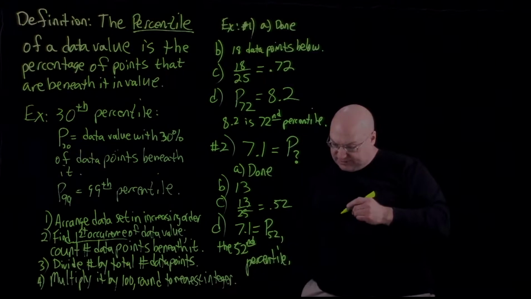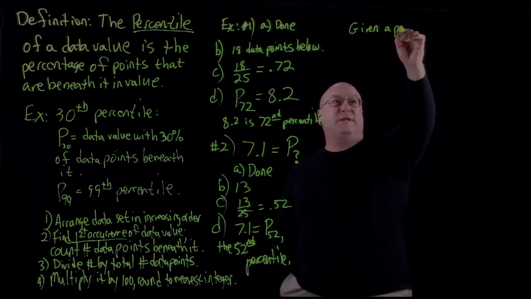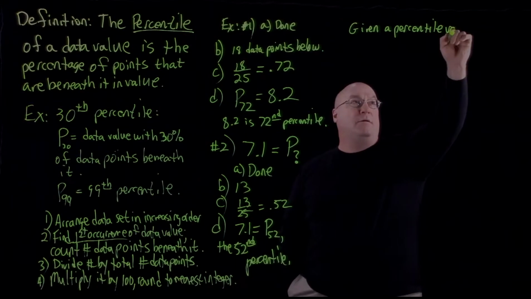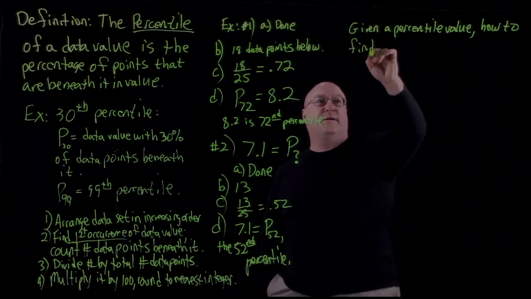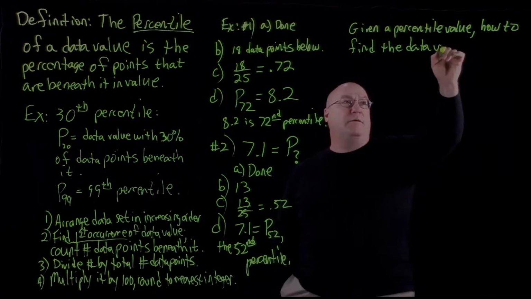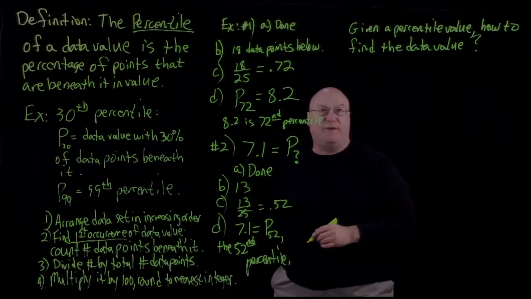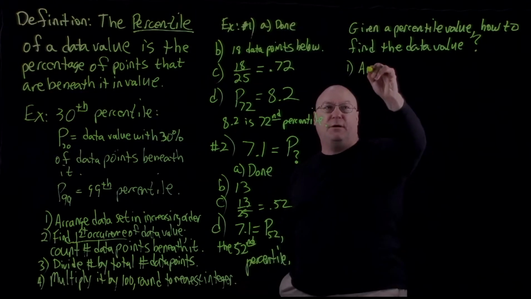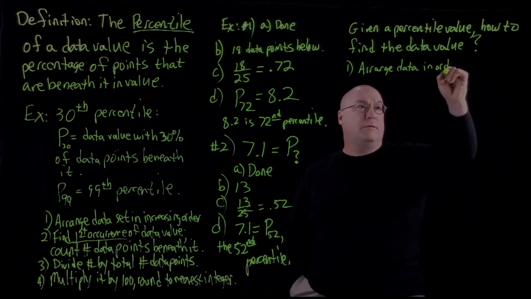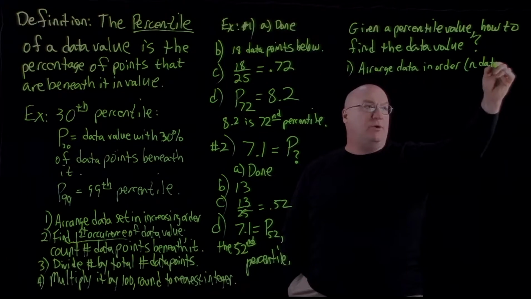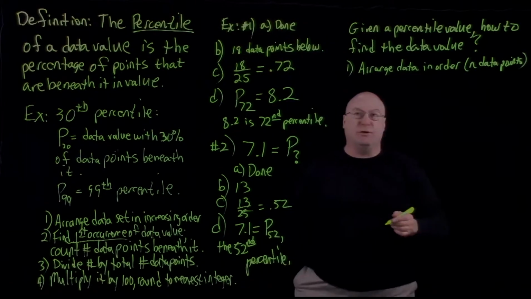So I say 3 steps here. Given a percentile value, how to find the data value with that percentile, the corresponding data value. Well, 3 steps. Number 1, arrange data in order. And let's just say we have n data points. All right, n is 100 or 10 million or whatever.